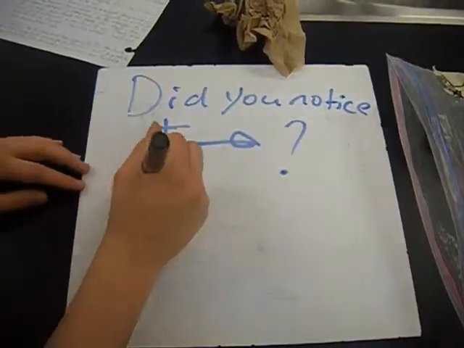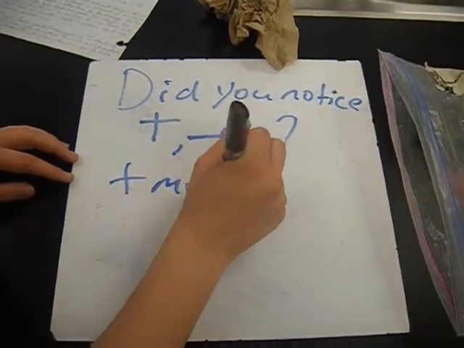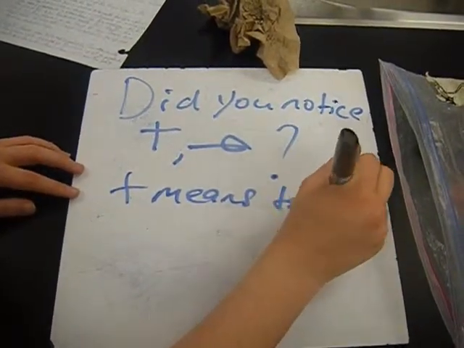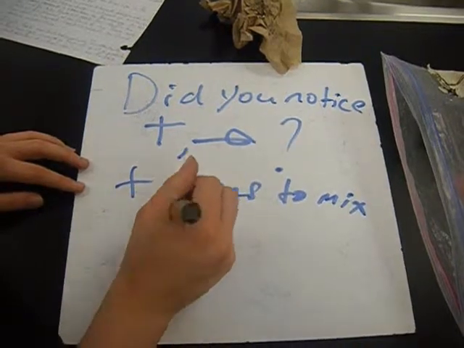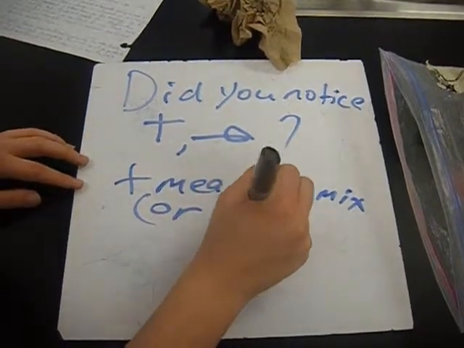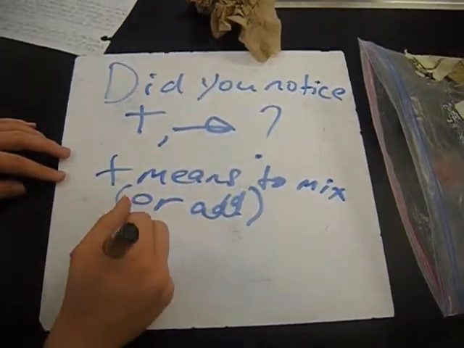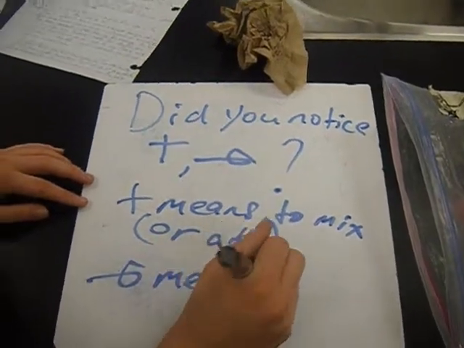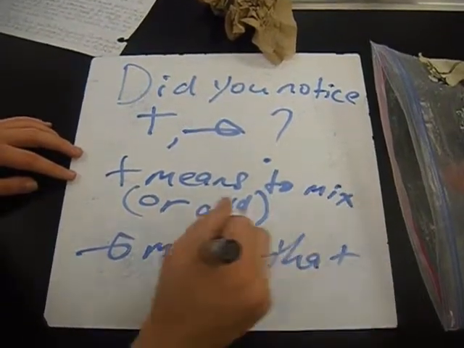Say, did you notice the plus sign or the arrow? The plus sign separates the two reactants and also shows that they will be reacting together. The arrow represents a reaction in the making.